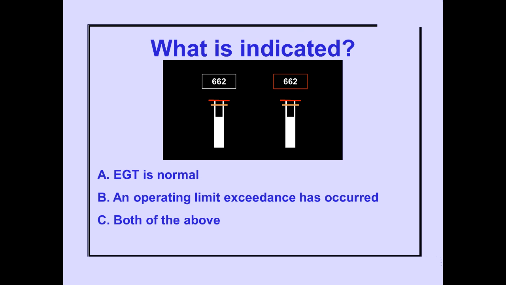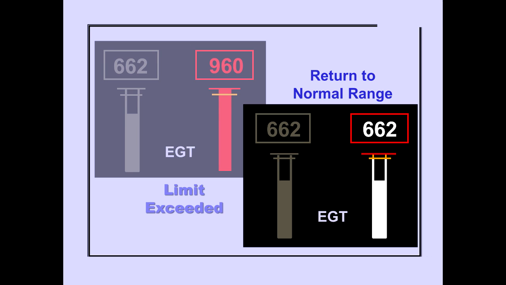Question. Answer C is correct. When the parameter which caused an operating limit exceedance returns to its normal operating range, only the box surrounding the digital indicator remains red.